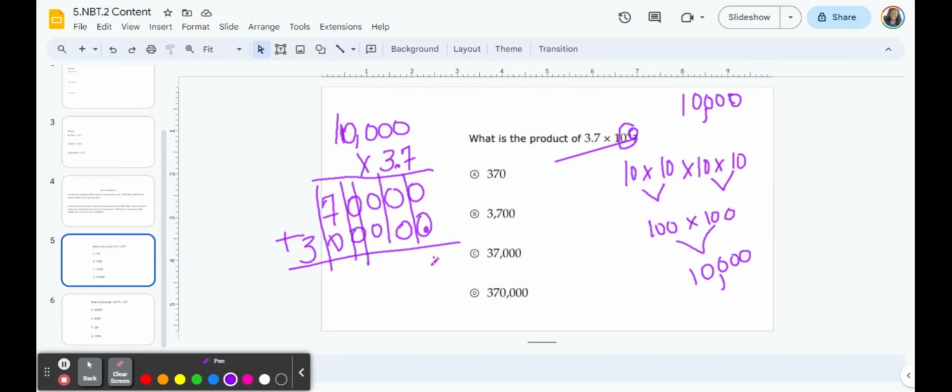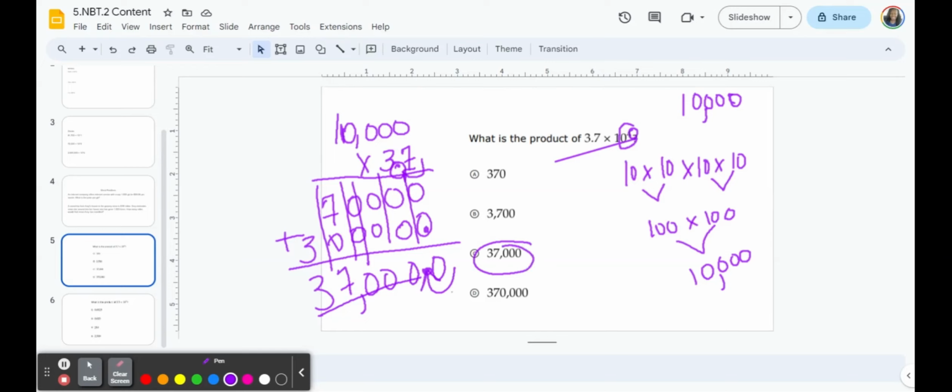Okay, 0 plus 0 is 0. All right, 0 plus 0. All right, 7 plus 0 is 7. And then bring down 3. Now we have to focus on this decimal place. So this was 1 place value in. So we need to go 1 place value, put a decimal. So we come out with this particular number. So that's 37,000. So the answer to this particular problem would have been C.